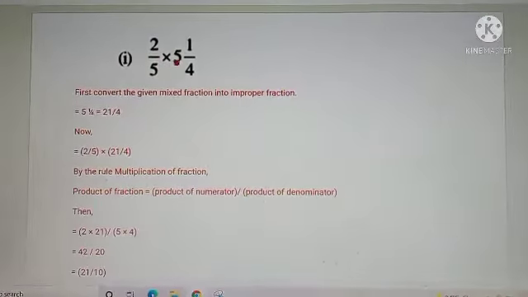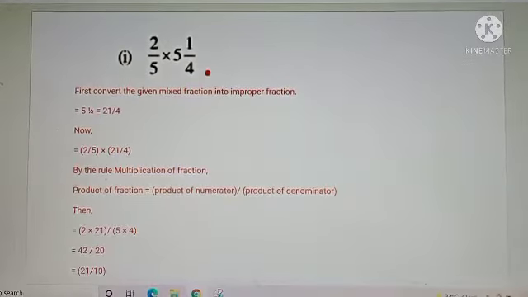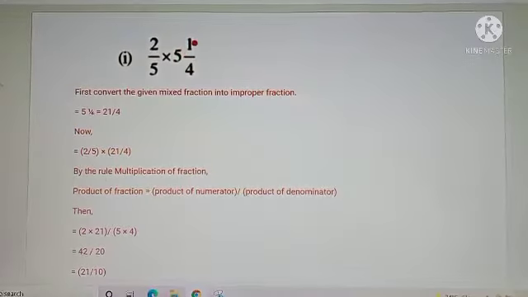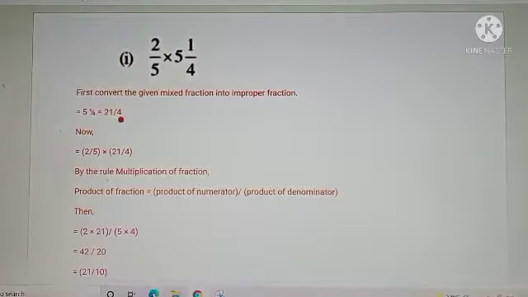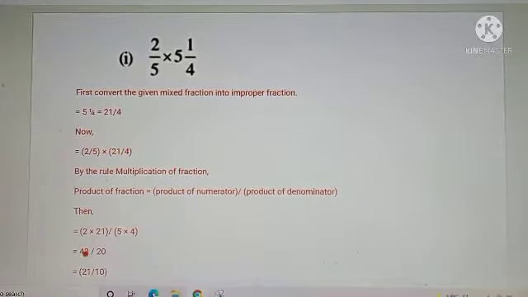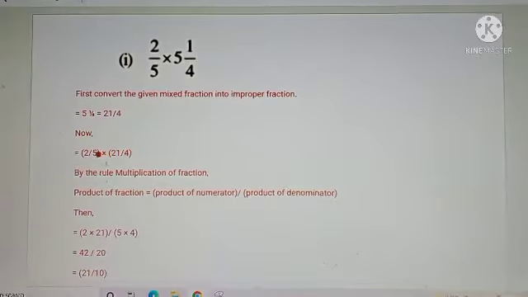2 by 5 into 5 and 1 by 4. We are converting the mixed fraction into improper fraction first. 5 into 4 is 20. 20 plus 1, 21. 21 by 4. Now 2 by 5 into 21 by 4. 2 into 21 is 42. And 5 into 4 is 20.